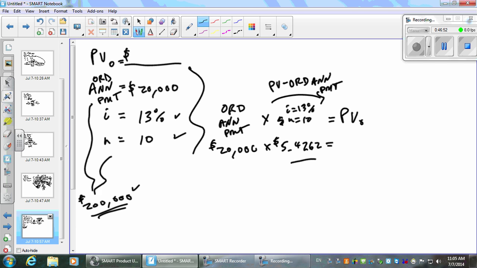Okay. So what's 5.4262 worth again? $1 received at the end of each period for 10 periods, but I don't get $1 each time. How much do I get each time? 20,000. So if I take 20,000 times 5.4262, how much is that? 108,524.